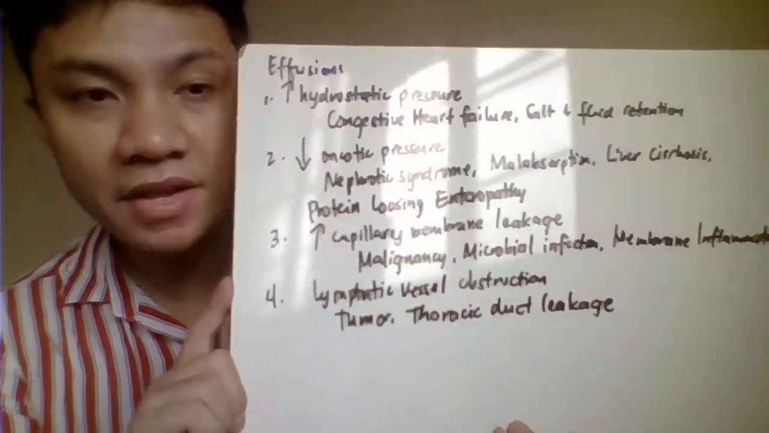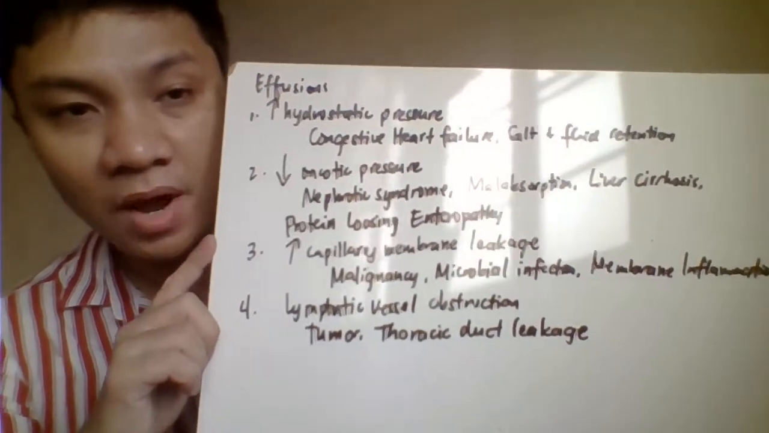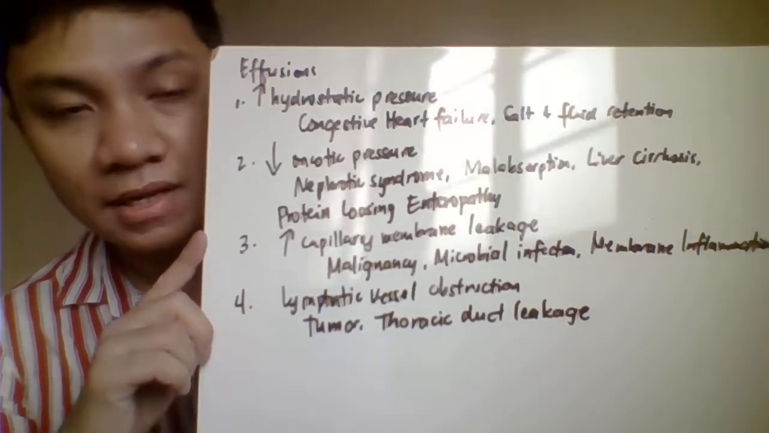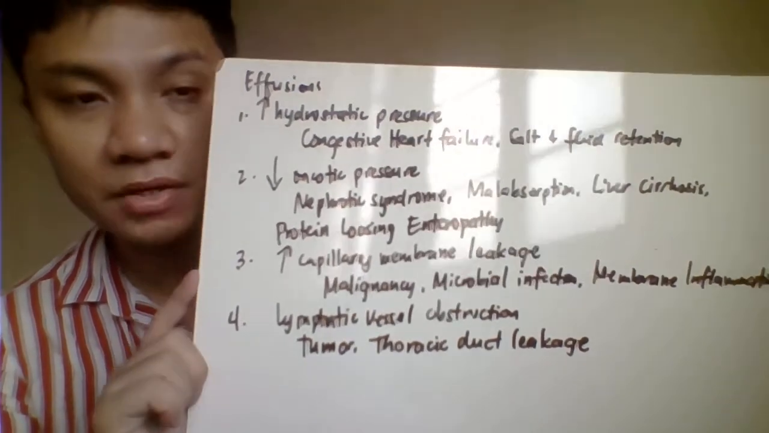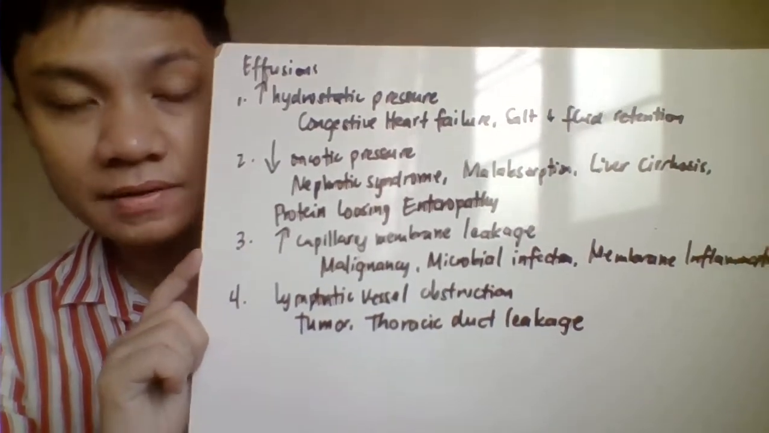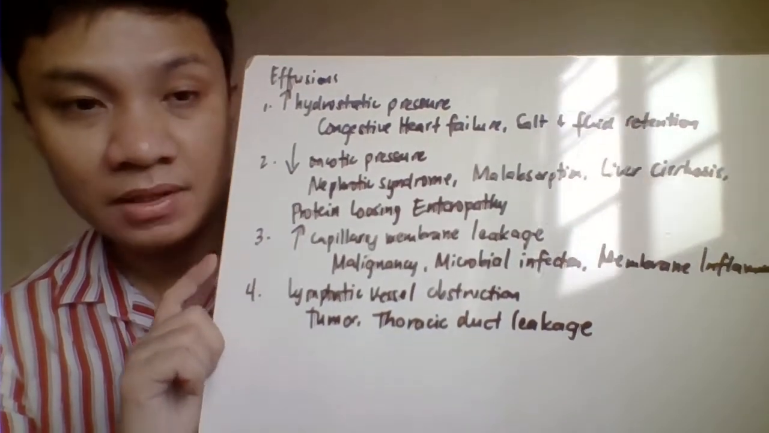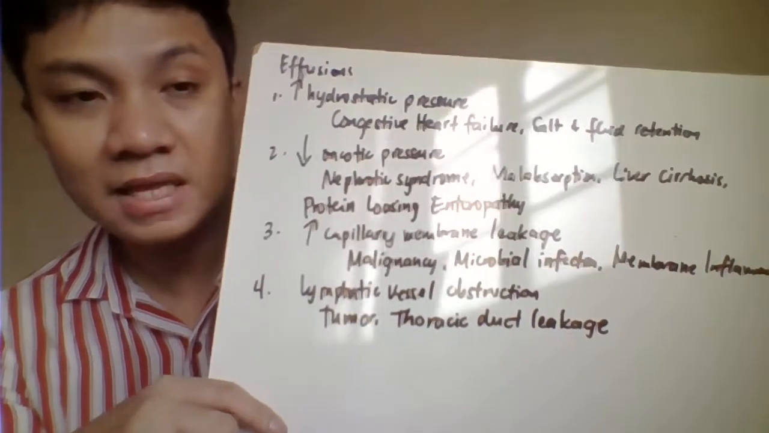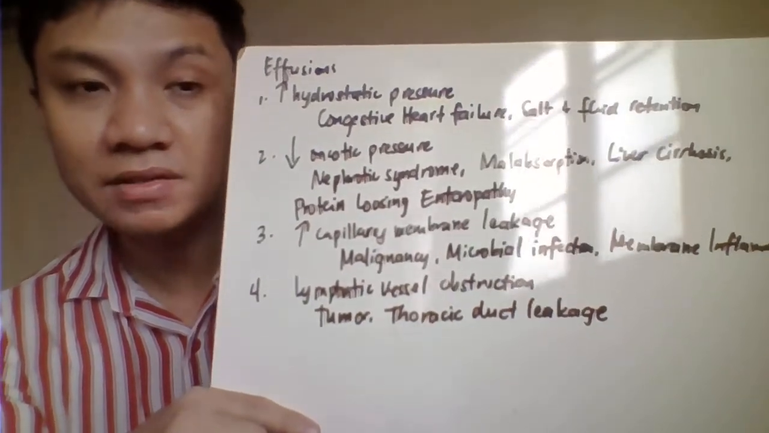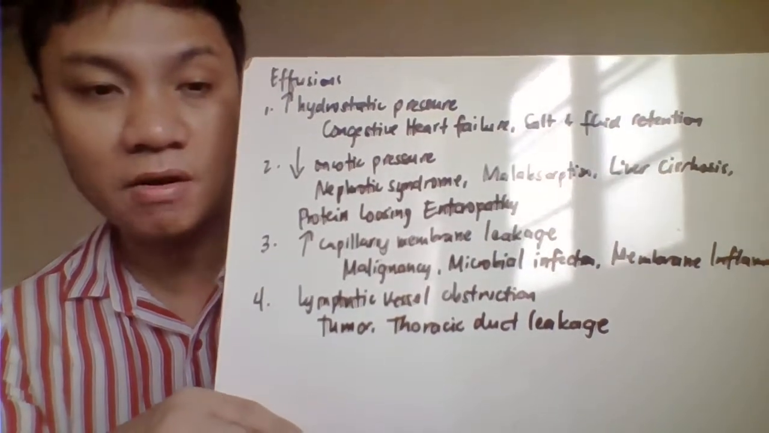Okay, then we have the different etiologies of your effusion process. The first reason you have an increase in your serous fluids would be, number one, an increase in the hydrostatic pressure related to your congestive heart failure. We have also the salt and fluid retention. Another one, we have a decrease in oncotic pressure related to your nephrotic syndrome, your liver cirrhosis, malabsorption, and we have also the protein losing enteropathy.